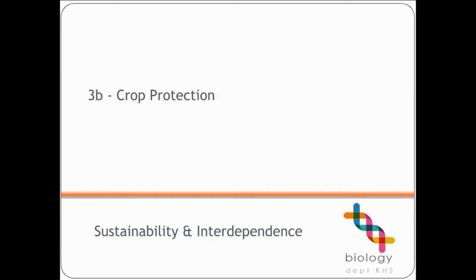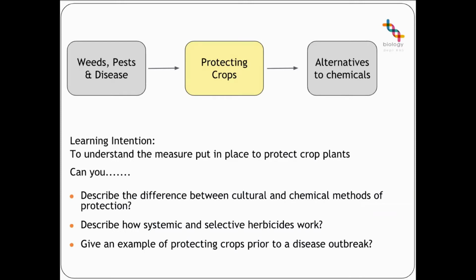Welcome to this lesson for Higher Biology, which today is looking at Key Area 3 of Unit 3, and we're focusing on crop protection. Previous to now, we've just looked at what weeds, pests and disease may do to crops, and we're going to move on to how we can potentially protect crops using a range of different methods. After this, we'll move on to look at potential alternatives to using the methods described in this lesson.